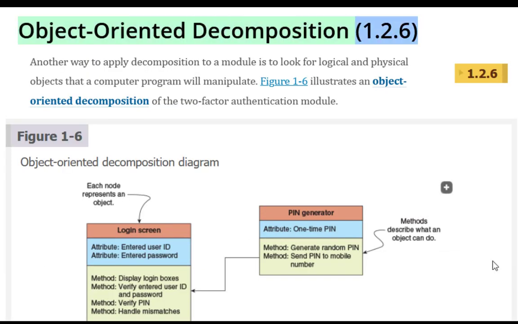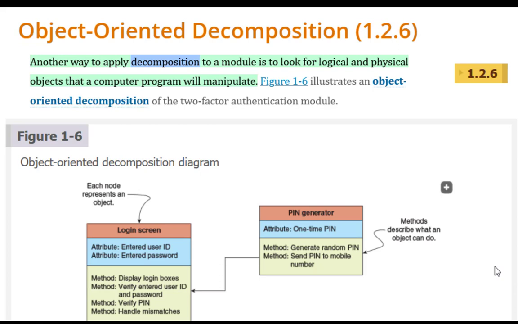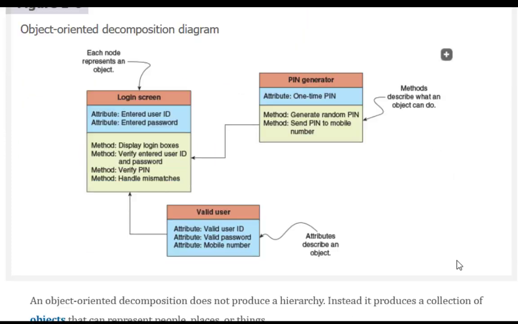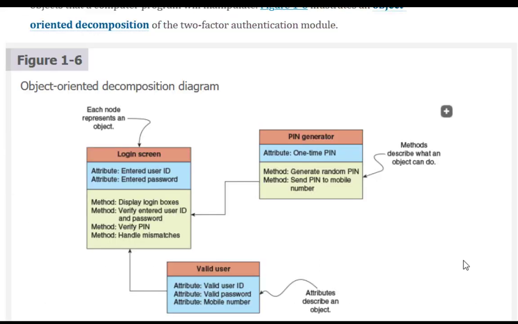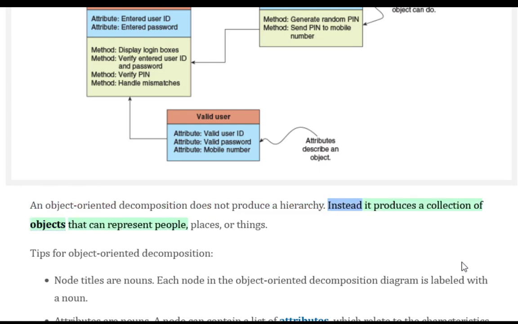Object-oriented decomposition. Another way to apply decomposition to a module is to look for logical and physical objects that a computer program will manipulate. Figure 1-6 illustrates an object-oriented decomposition of the two-factor authentication module. An object-oriented decomposition does not produce a hierarchy. Instead, it produces a collection of objects that can represent people, places, or things.